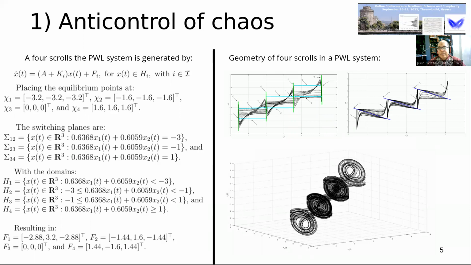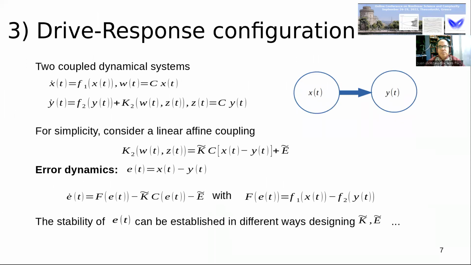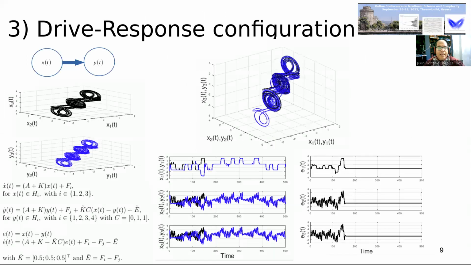So we have 2 different systems with different attractors, and we will try to couple them together. First, we couple them in a drive response configuration, and then in a bidirectional configuration. In the case of a drive response configuration, you need only to design the coupling gain K and the affine component E. In this case, a simple Lyapunov function can be used to determine the stability of the error dynamics, and you will have synchronization. In particular, in the case of 3 scrolls connected to a 4 scroll, you will force the 4 scroll system to synchronize to a 3 scroll. So it will forget one of the scrolls.